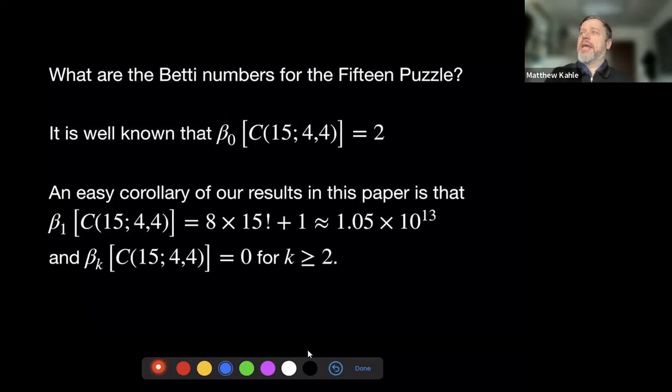And then we can just use the 1-dimensional Euler formula, V minus E equals Betti 0 minus Betti 1. And we can count how many vertices there are and how many edges. And we know Betti 0 is 2. And so then the last thing in that equation is Betti 1. So this is just a simple computation once you have this cell complex model. Maybe what Betti 1 was was already known for the 15 puzzle, but we haven't seen it in the literature. So even that fact may be new.